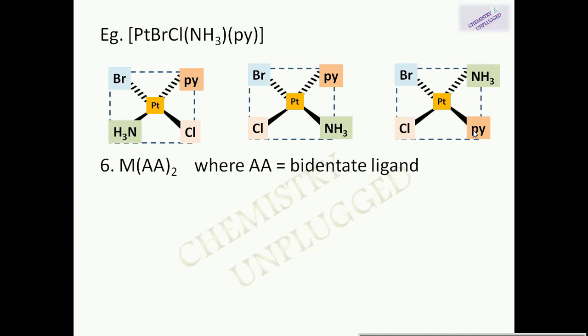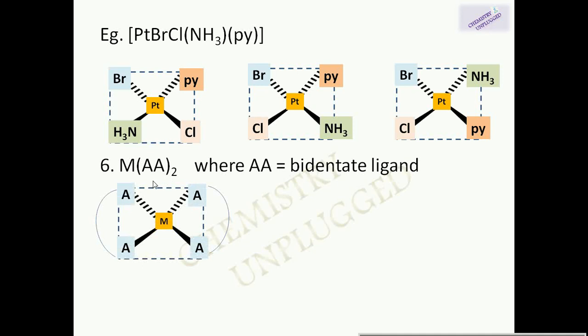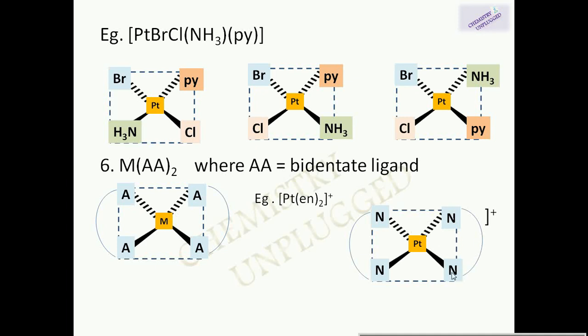Next type is M(AA)2, where AA is a bidentate ligand. So we have two bidentate ligands. In this type of complex no geometrical isomerism is possible because these two bidentate ligands are of the same type, so we cannot change their positions. For example, in the case of [Pt(en)2]2+, no geometrical isomerism is possible.